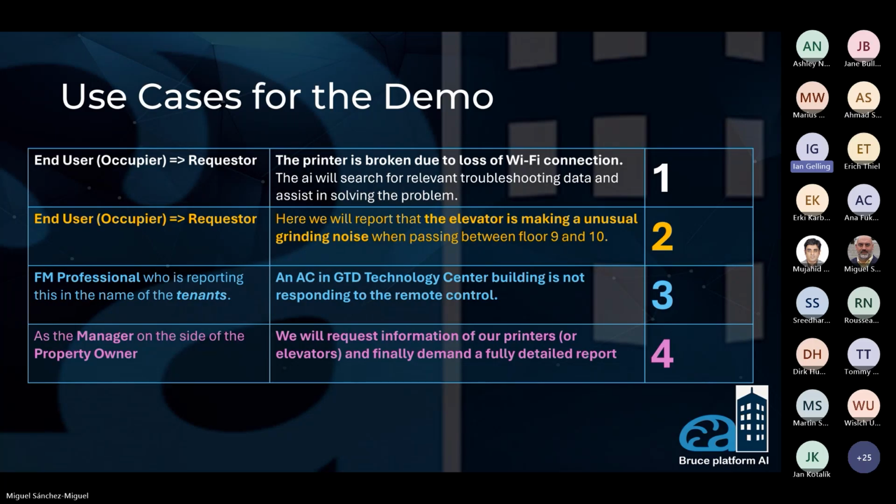Our third use case, the blue one, is the air conditioning in our GTD Technology Center building isn't responding to a remote control. Here we act as the FM professional. Could be a technician, could be a building manager, who's reporting this in the name of the tenants. So we're performing several key tasks here, including asset identification, managing the remote work and requesting and providing real-time customer service and feedback to the client and to the people who may be managing the work.